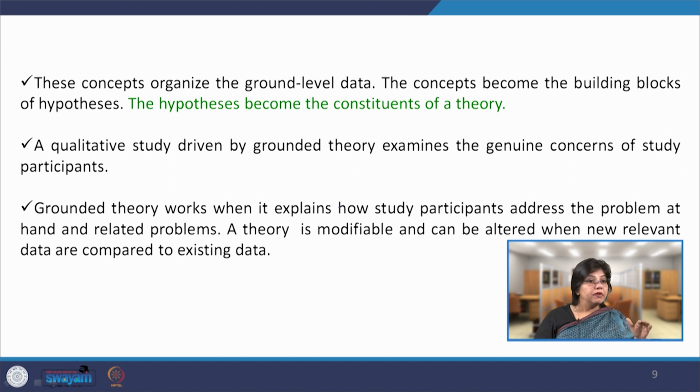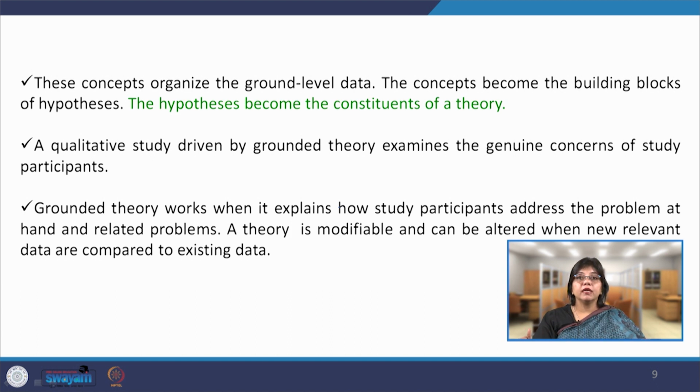So, the ground level data is the abstract understanding that people have for a particular event or occasion, and that forms the basis of formulation of hypothesis. In grounded theory, first of all we already have the abstract understanding in the form of unstructured data, and that will help us to formulate hypothesis and theory. So, this is the most basic element of grounded theory.